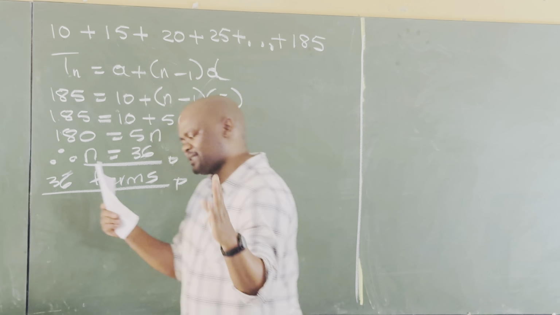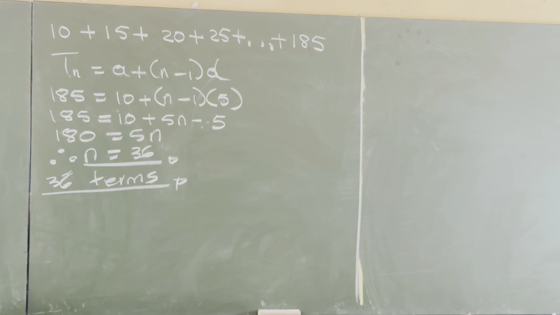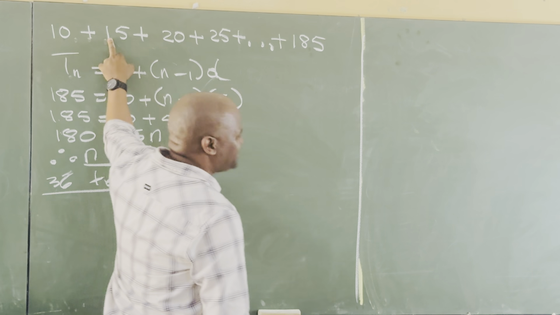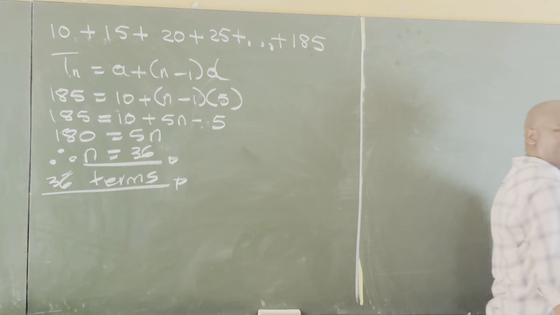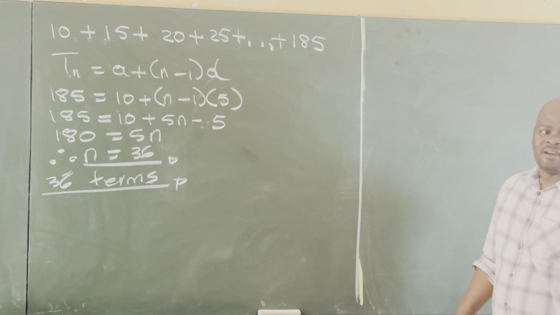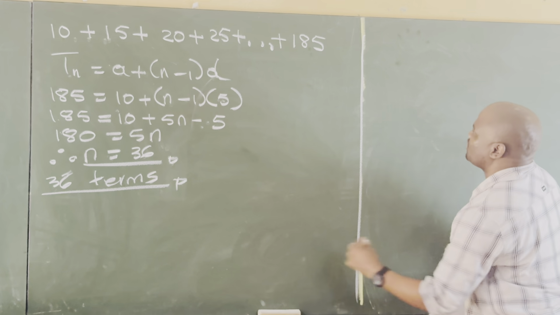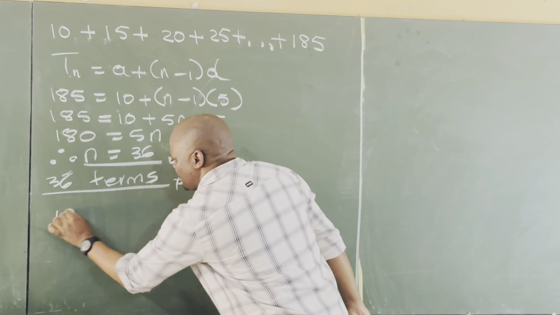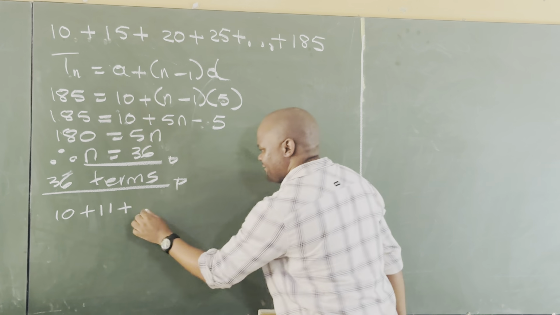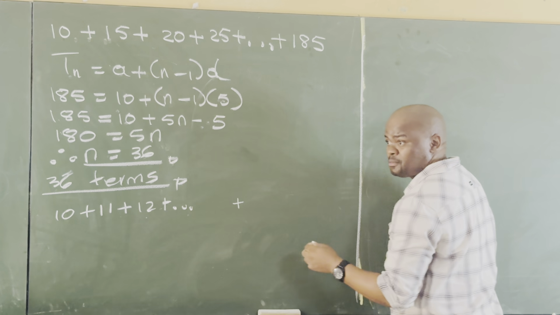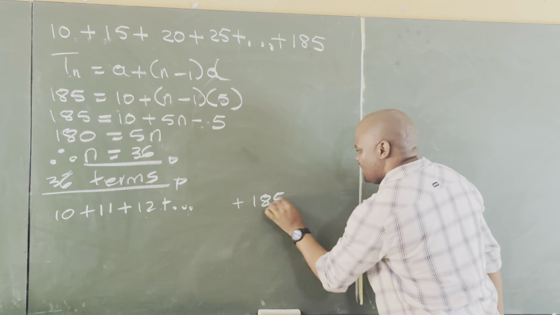The next question says, calculate the sum of all the natural numbers from 10 to 185 that are not divisible by 5. Which means we are talking about 11, 12, 13, 14, 16, and so on. So how do we approach this one? First find the sum of all the natural numbers from 10 to 185. So we are trying to calculate the sum for these: 11, 12, and it goes to 185, including the numbers that are not divisible by 5.